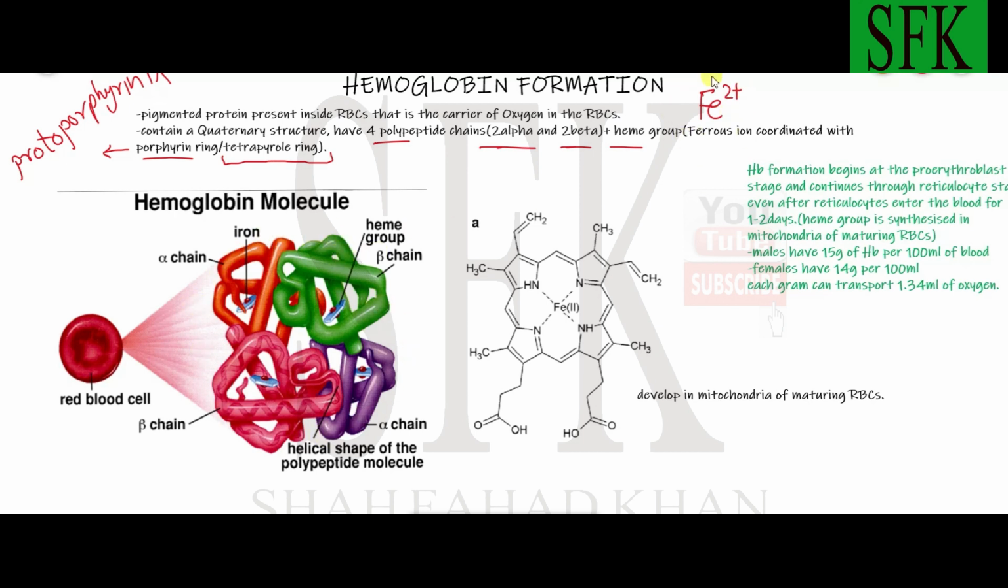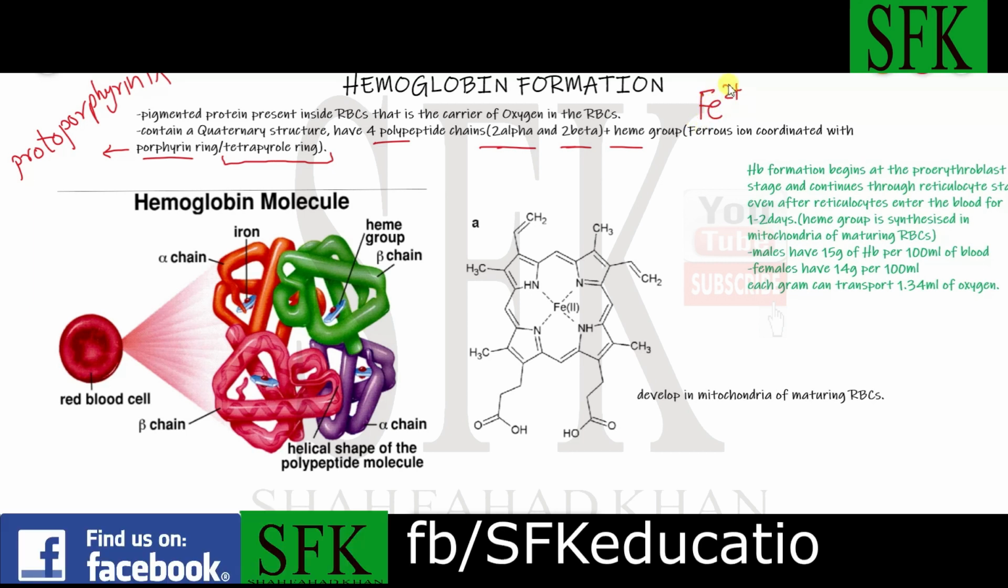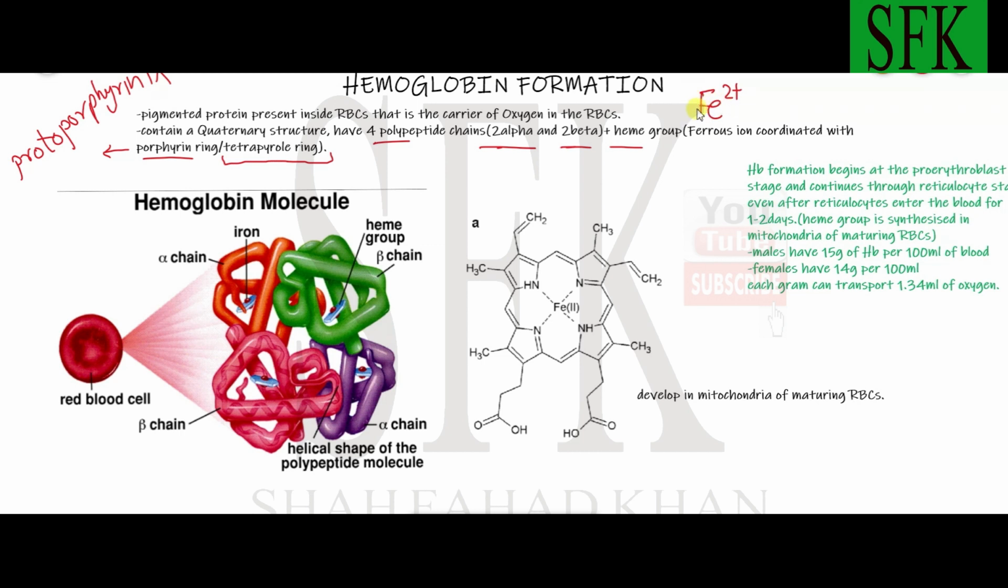The iron has to be in the +2 state to transport oxygen. Okay, if it's not in the +2 state and if it has been oxidized to the +3 state, if the ferrous ion has been converted into ferric ion, then it is unable to transport oxygen. Okay, so it's important for the ferrous ion to stay as ferrous ion for oxygen transport.